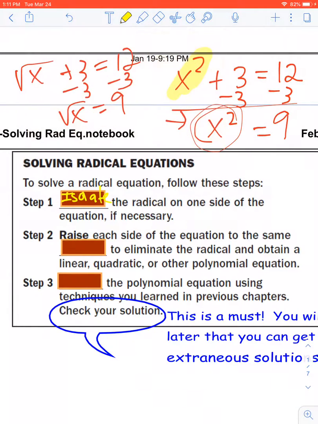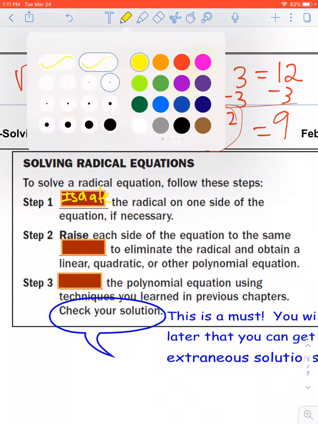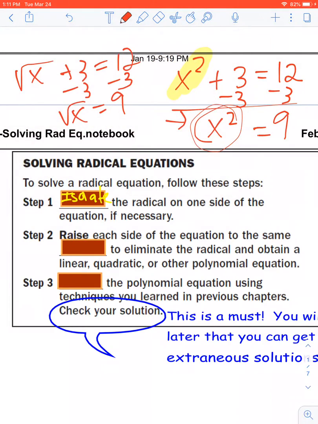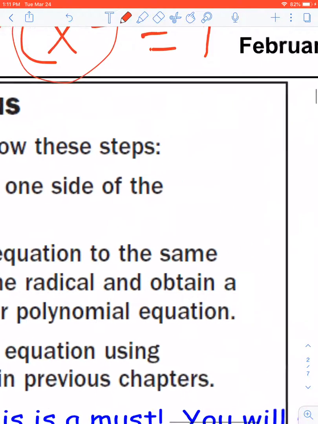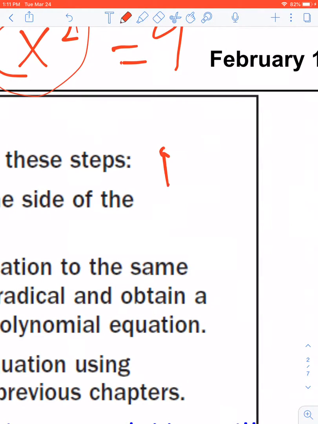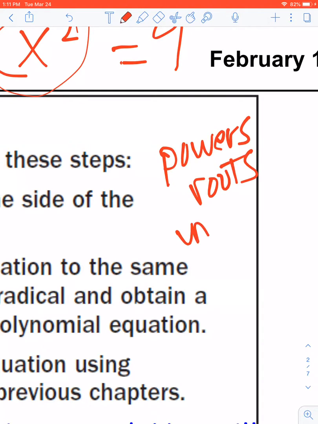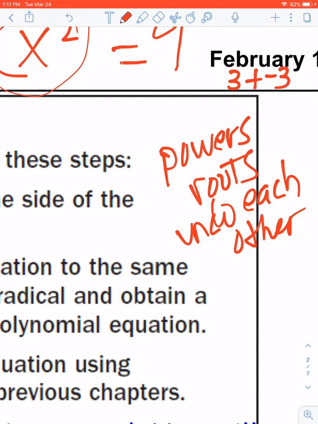Step 2, you have to remember the following. This is a big concept. Again, bear with me. Patience, patience, patience. All right, powers and roots undo each other, just like 3 plus a negative 3 cancels, just like if I take 4 divided by 4 and they cancel. Powers and roots undo each other.